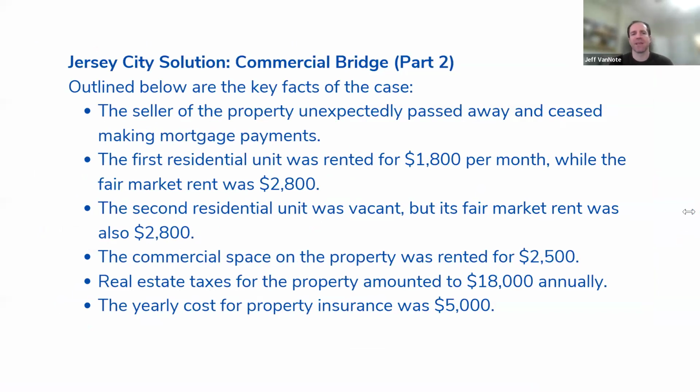Outlined below are the key facts of the case. The seller of the property unexpectedly passed away and ceased making mortgage payments, which means the loan was now in default. The first residential unit was rented for $1,800 per month, while the fair market rent was actually $2,800 per month. The second residential unit was vacant, but its fair market rent was also $2,800, and the commercial space on the property was rented for $2,500 a month. Real estate taxes for the property amounted to $18,000 annually, and the yearly cost for property insurance was $5,000.